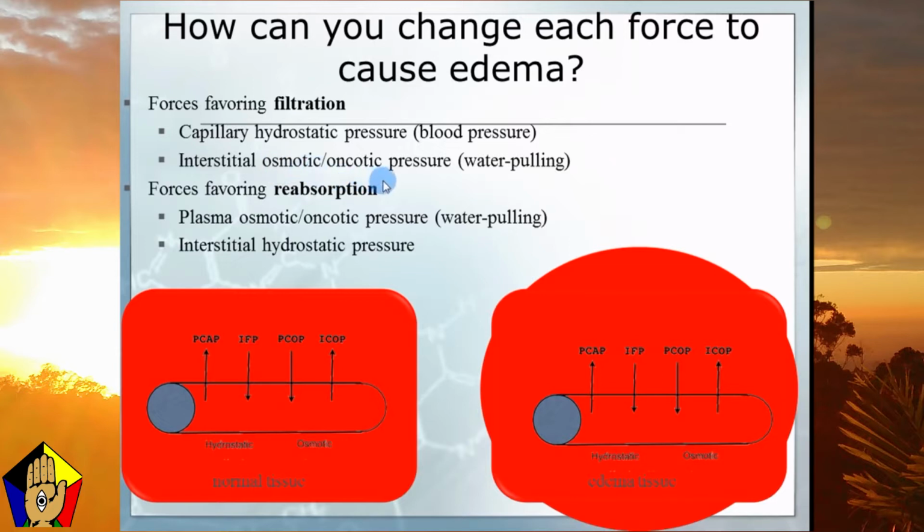Interstitial osmotic or oncotic pressure, water pulling, could go down. So hydrostatic pressure going up pushes more out, but if these tissues out here get loose and the collagen's weak, they don't support very well, they can't push the water back into the blood, so they just start puffing out and swelling. Okay, the reabsorption forces, so the first one, plasma oncotic pressure, the proteins in here.